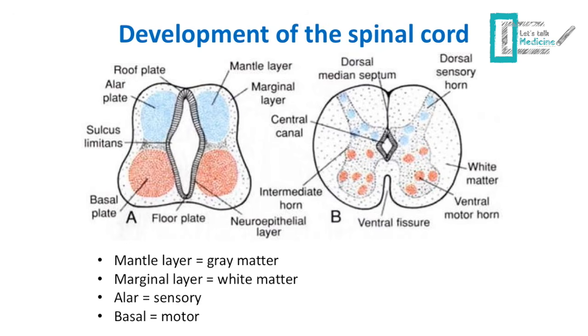Now, the development of the spinal cord. I just need you to know 4 terminologies here. So basically, we first started off with the neural tube. We mentioned the neural tube. How does it give the brain? Now, how does the neural tube give us the spinal cord?